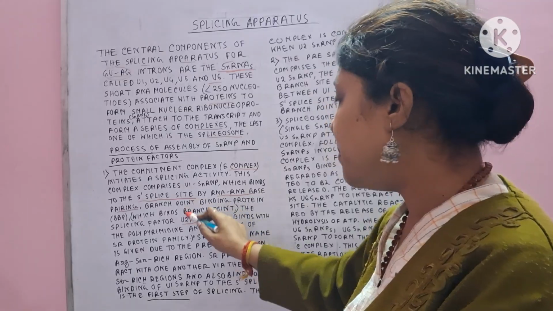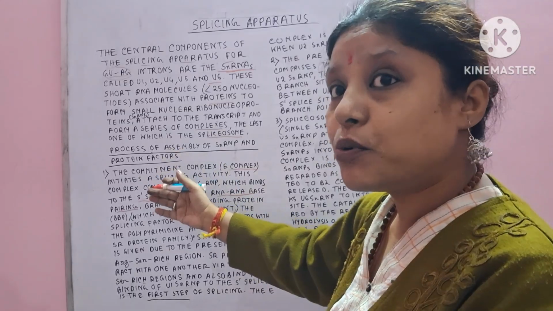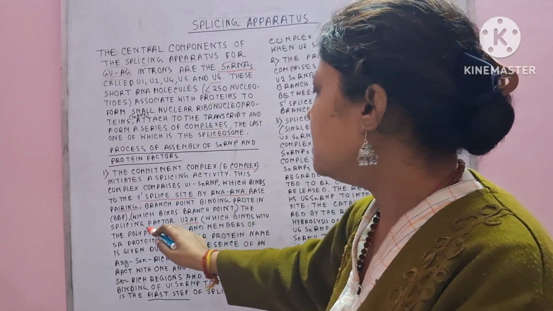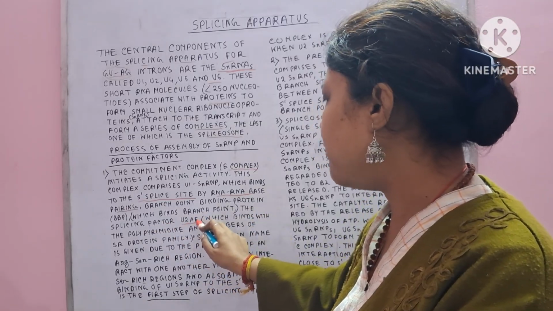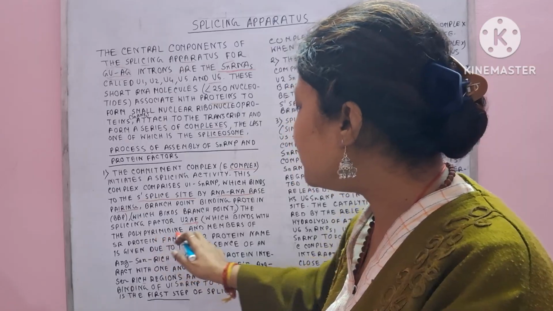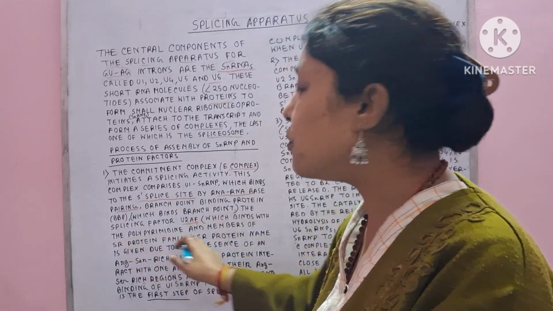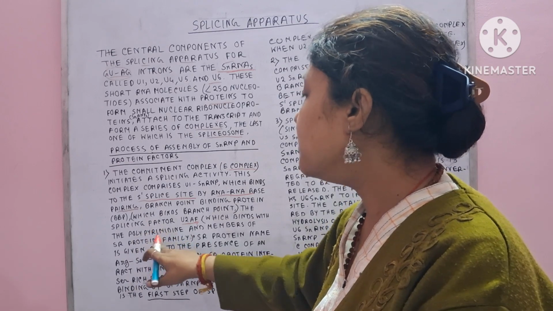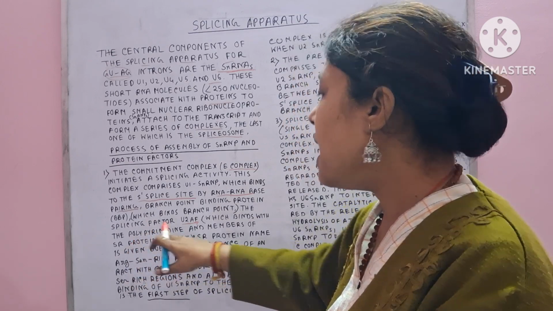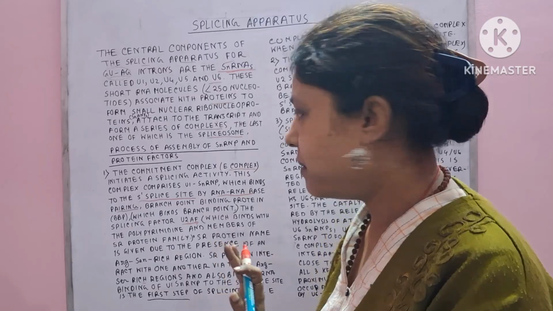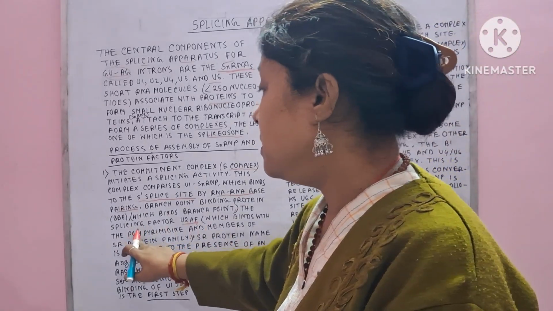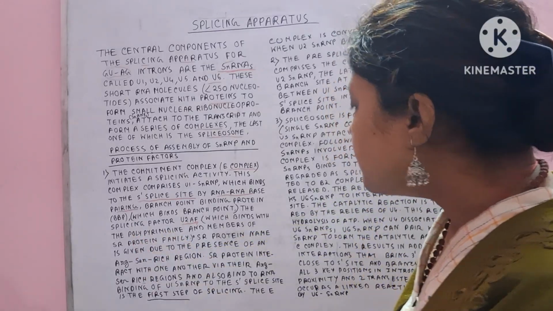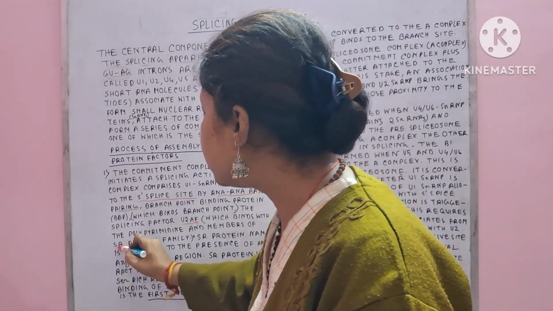also binds to the branch point, and this is another protein involved in this process. And the splicing factor U2AF binds with the polypyrimidine and the members of the SR protein family. Sorry, not polymylimidine, pyrimidine. Sorry, polypyrimidine.